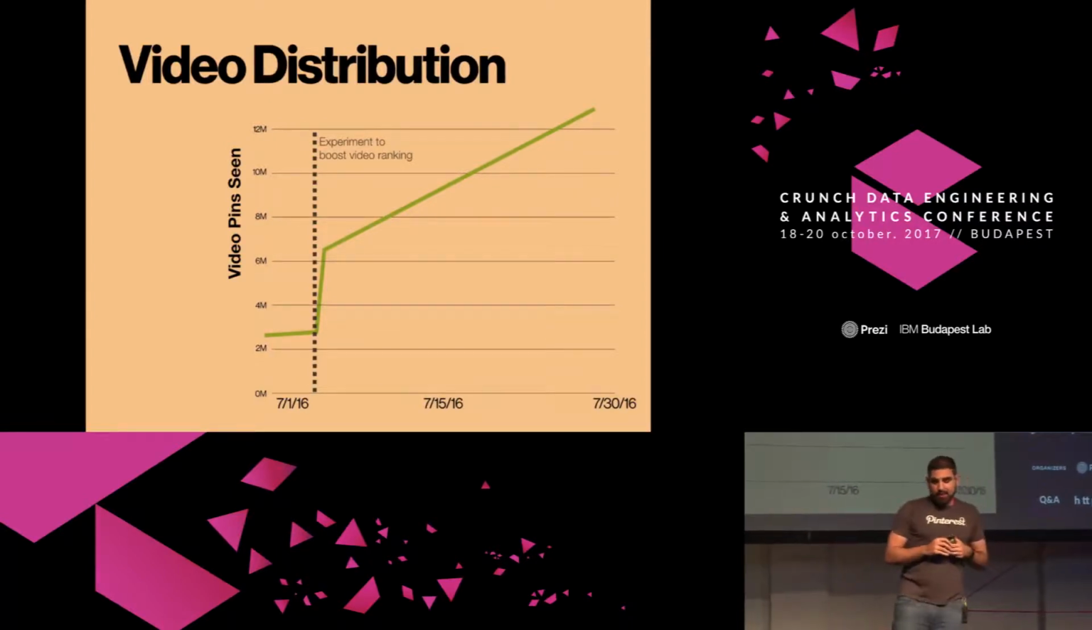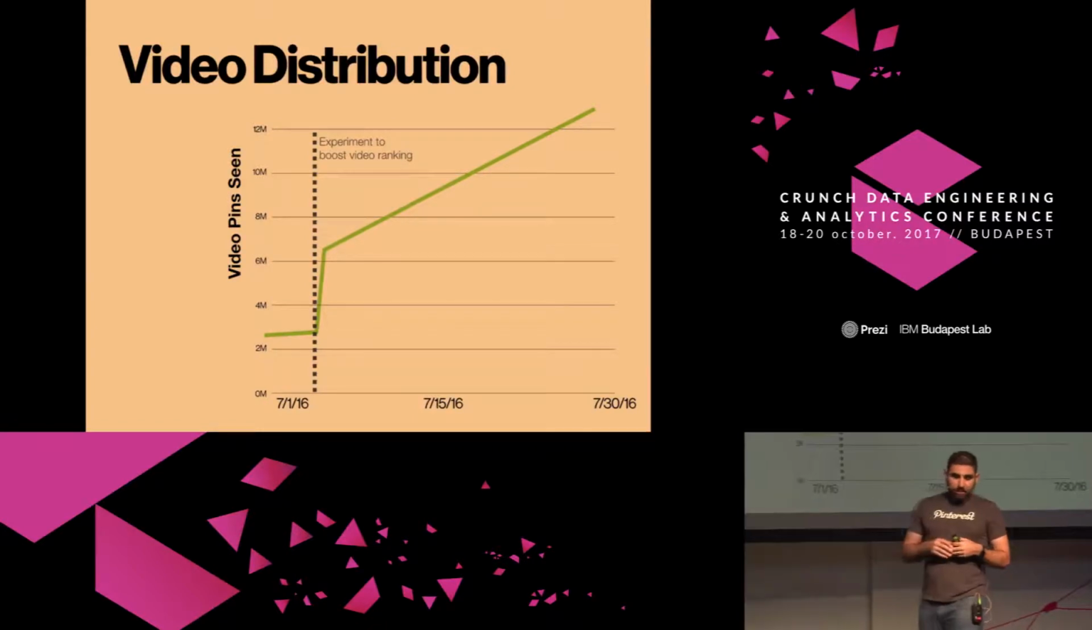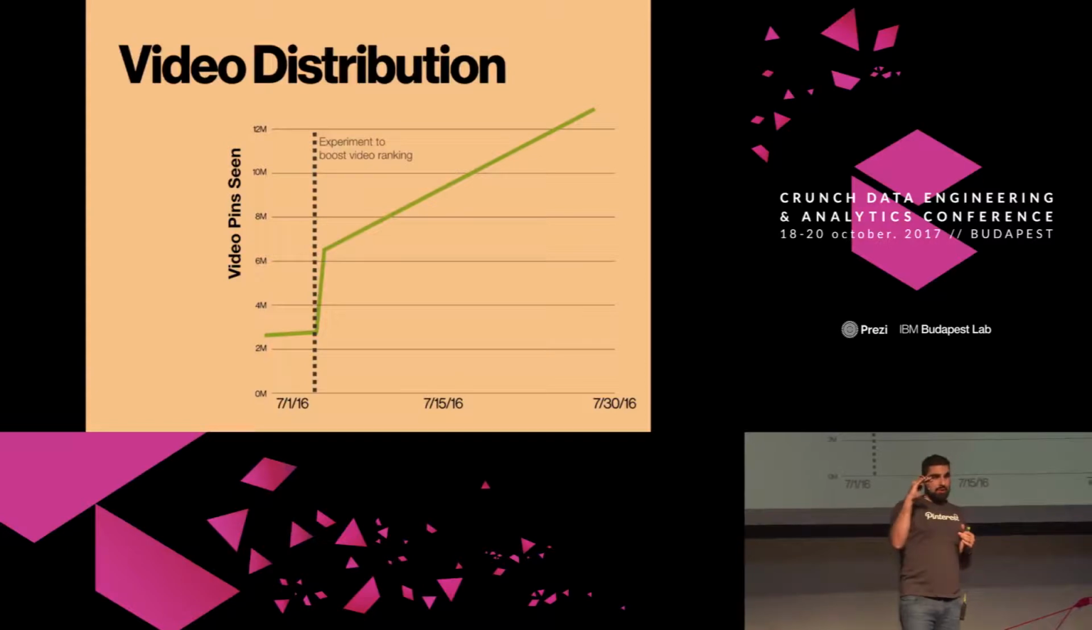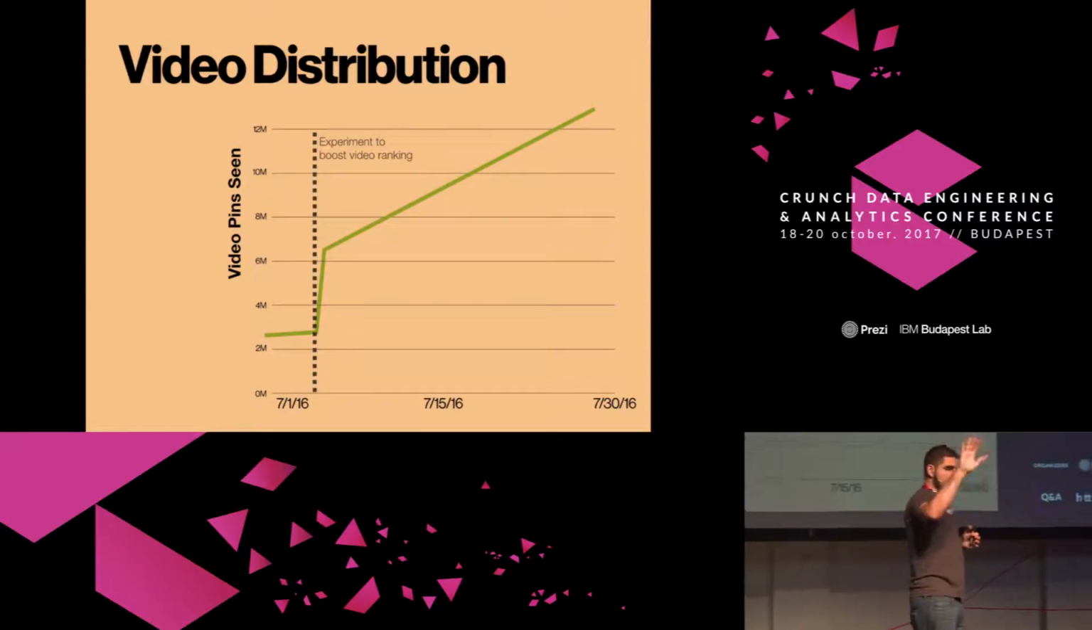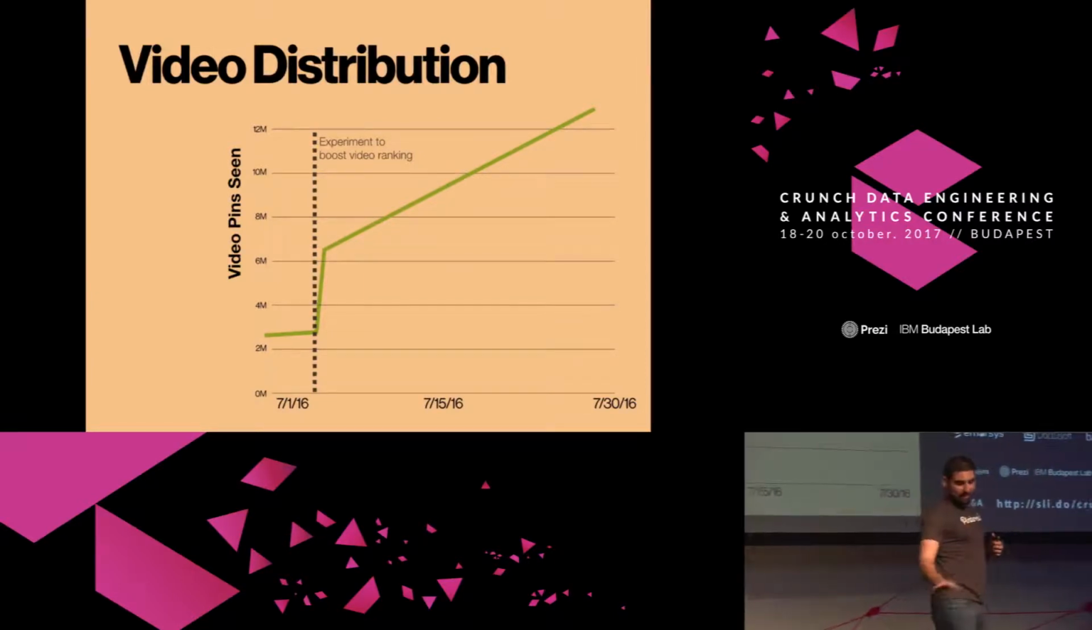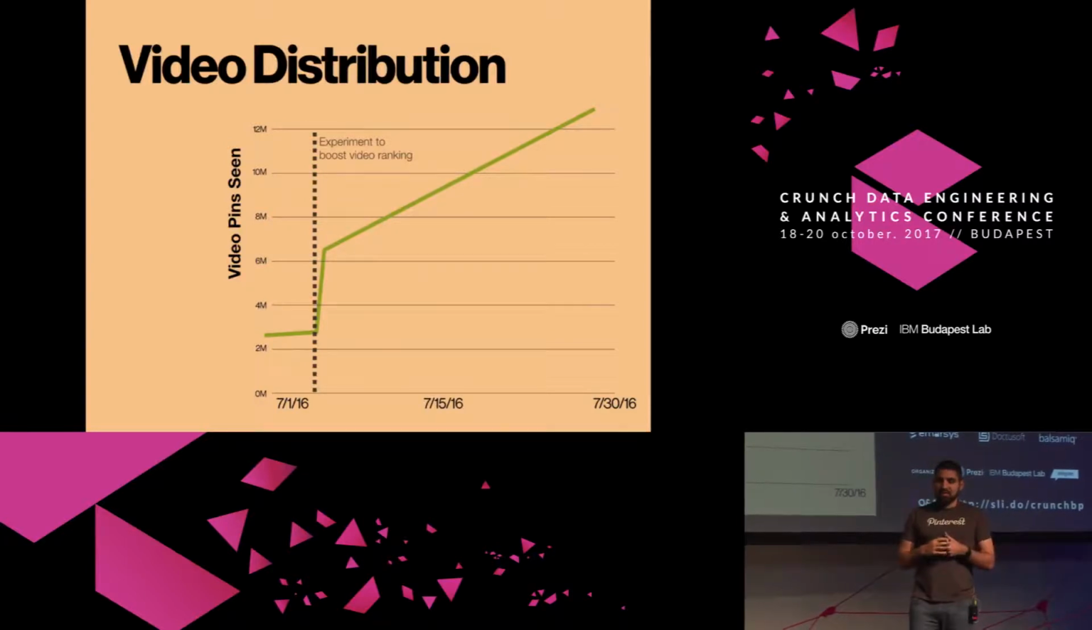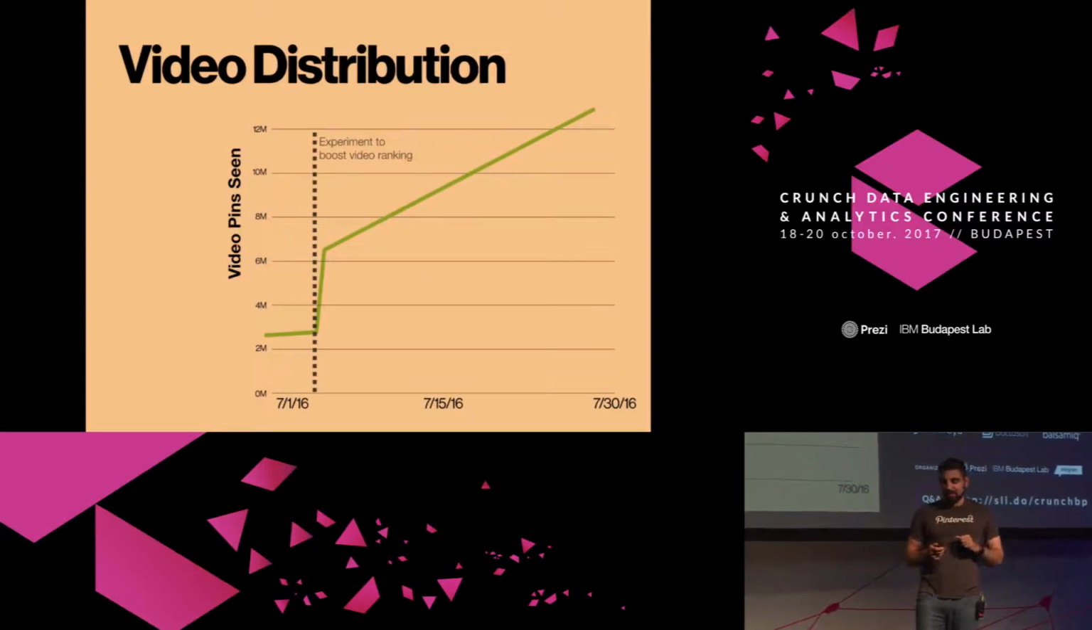In this experiment, you can see that at some point in early July of 2016, we suddenly ramped up the chances of video being seen, where it went from 2 million impressions to 6 million impressions. And you can see that over time, there's a steady increase. This is not the actual data, but just imagine that this is what we were seeing on our side, for the sake of simplicity.